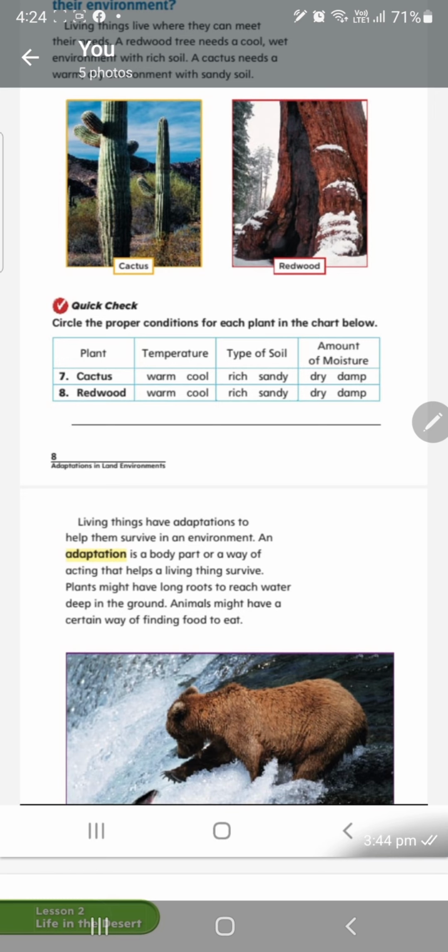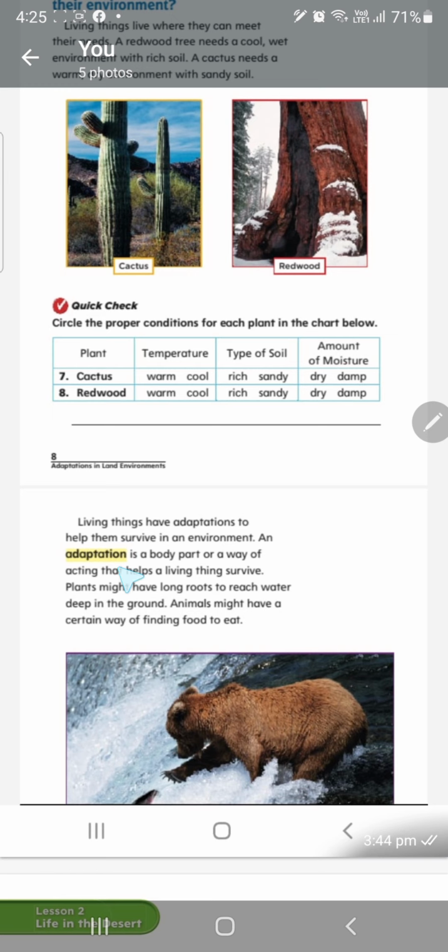Living things have adaptations. What does it mean, adaptations? To help them survive in an environment. What does it mean, teacher? An adaptation is a body part or a way of acting that helps a living thing survive. For example, what kind of adaptation does Allah subhanahu wa ta'ala give the fish to survive and breathe underwater? Awesome, gills. So gills are a part of the fish that Allah gives them for adaptation, so that they can breathe underwater.